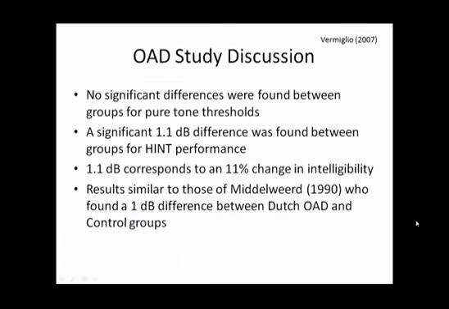No significant differences were found between groups for pure tone thresholds. A significant 1.1 dB difference was found between groups for HINT performance. 1.1 dB corresponds to an 11% change in intelligibility. Recall that for every dB change in HINT threshold, that represents a 10% change in word recognition ability, or you could say a 10% change in intelligibility. The results are very similar to those of Middelweerd in 1990, who found a 1 dB difference between Dutch OAD and control groups. Of course, in the Middelweerd study, they did not call them OAD subjects.